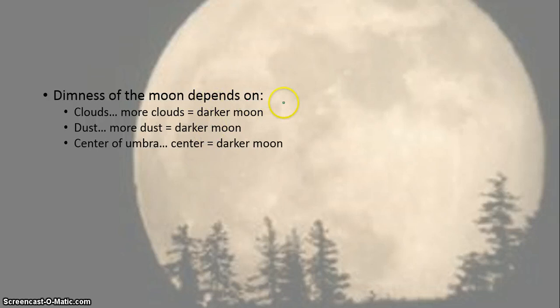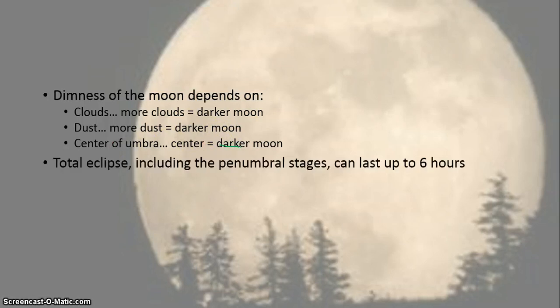All right, the dimness of the moon depends on three things: the clouds, well, pretty much the atmosphere, the clouds, and the dust. The more clouds and the more dust there are, the darker the moon will be because there will be less light getting through. Also, if it's in the center of the umbra, it'll be darker. If it's not in the center of the umbra, it'll be lighter. A total eclipse, including the penumbral stages, can last up to 6 hours. That's going from moving into the penumbra, into the umbra, and then back out.